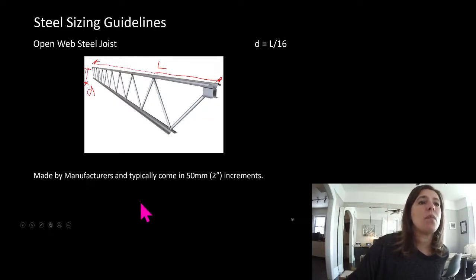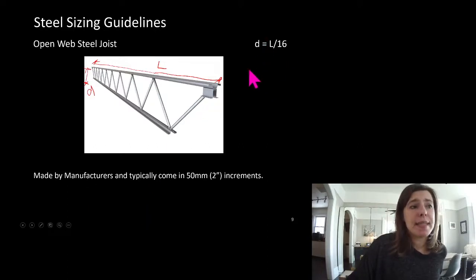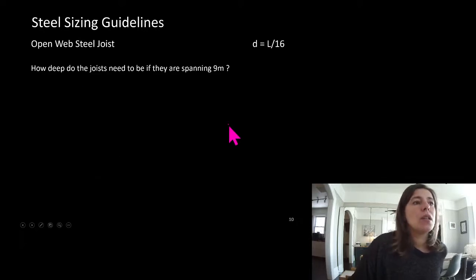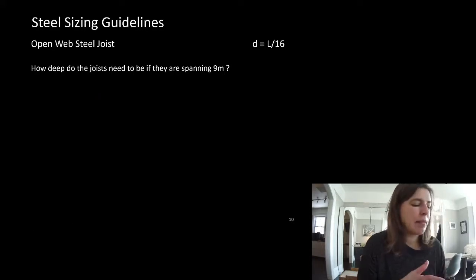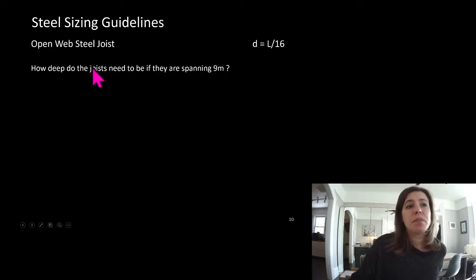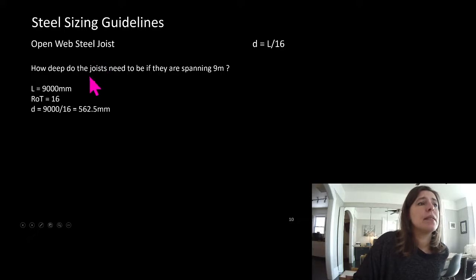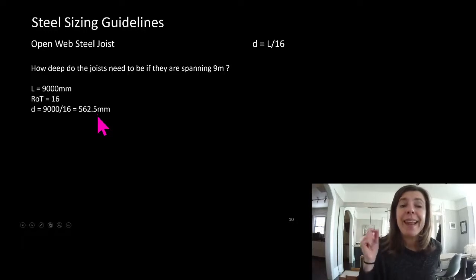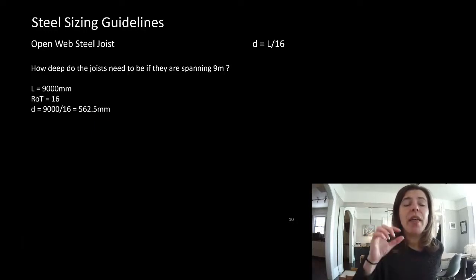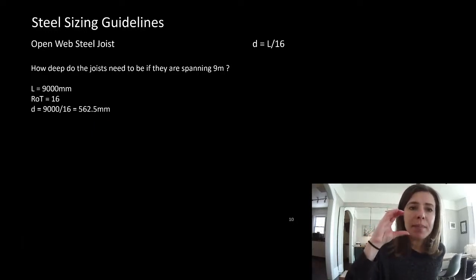So length divided by 16. How deep do these open web steel joists need to be if they're spanning 9 meters? Well, 9,000 divided by 16, because that's our sizing guideline, gives 562.5 millimeters. Again, that's not the answer. That is the minimum depth we need.